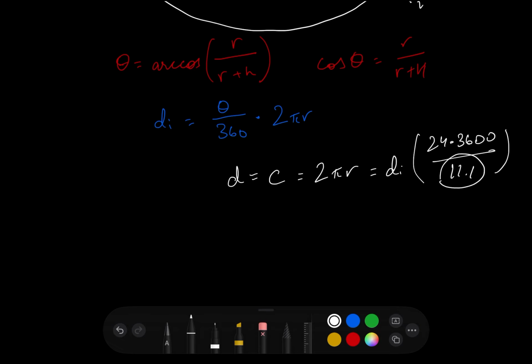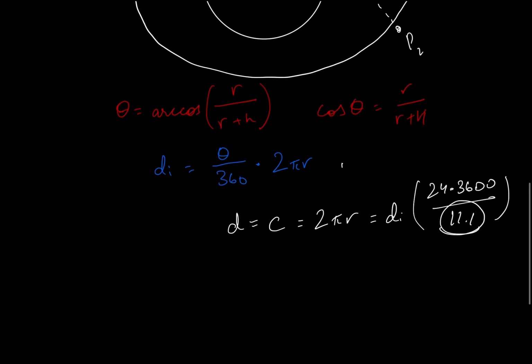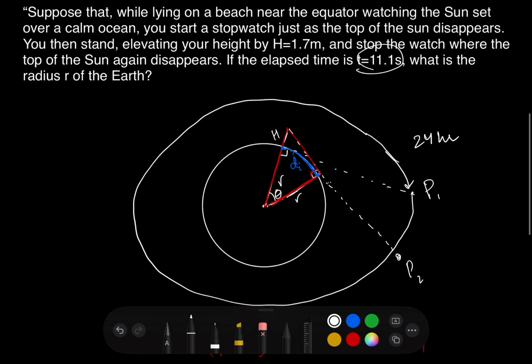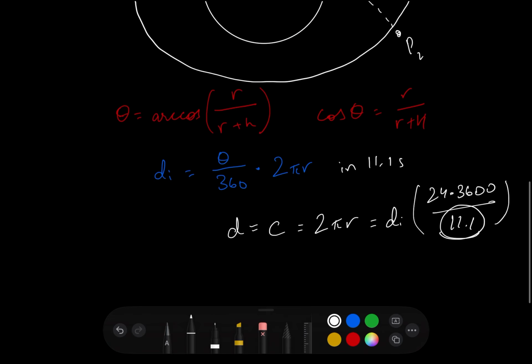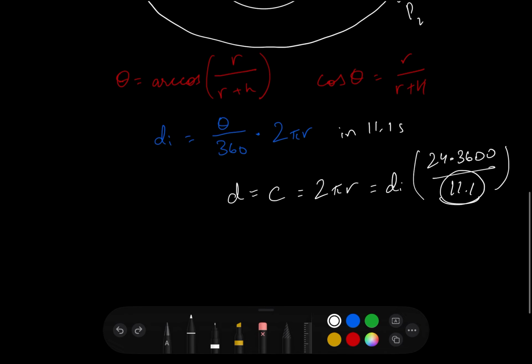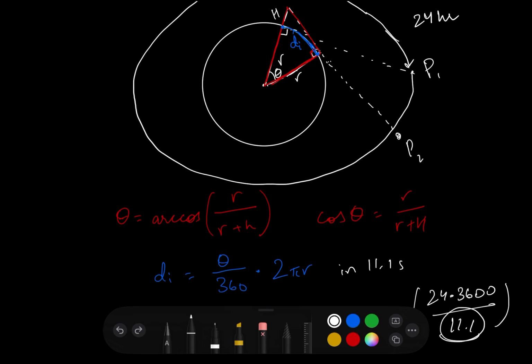This is because the sun moves d theta in 11.1 seconds, right, according to the problem. And so in 24 hours, it'll move 24 times 3600, which is the number of seconds in a day, by 11.1. Now we're making a pretty big assumption here, and that is the fact that the rate it moves at is constant. So for example, it doesn't move slowly here and speed up like this.